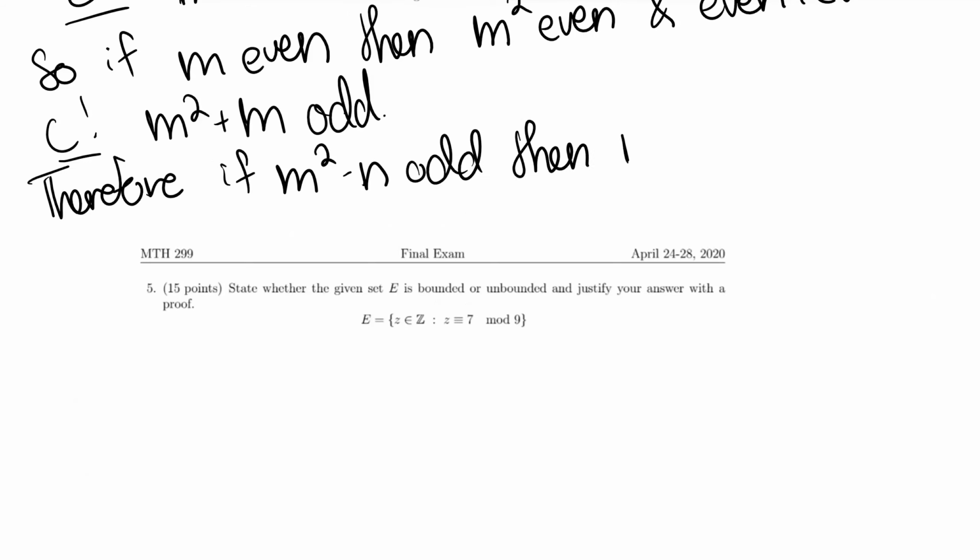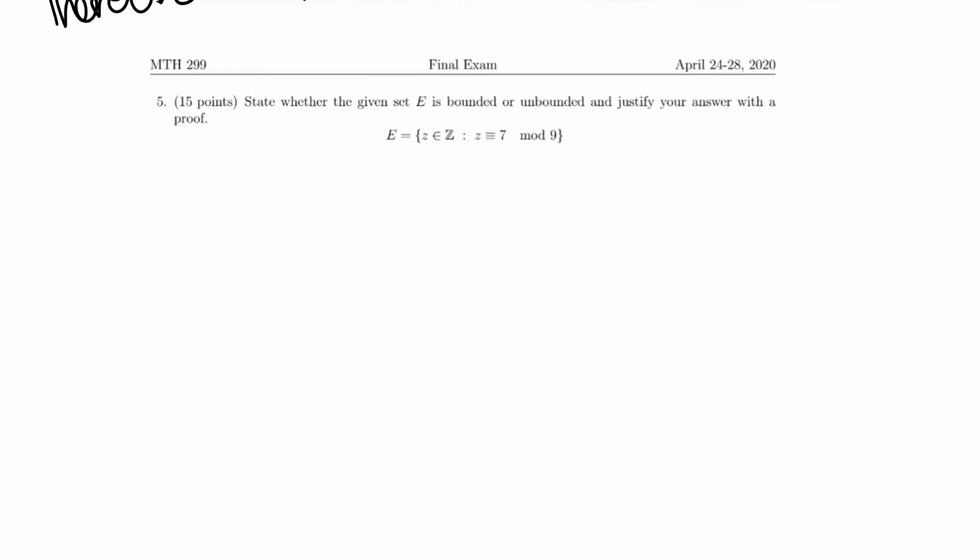then m plus n is odd. Okay. State whether the given set E is bounded or unbounded and justify your answer with a proof. Interesting. All right, so let's see. It's going to be unbounded. How I did that quickly in my head is all that we need.